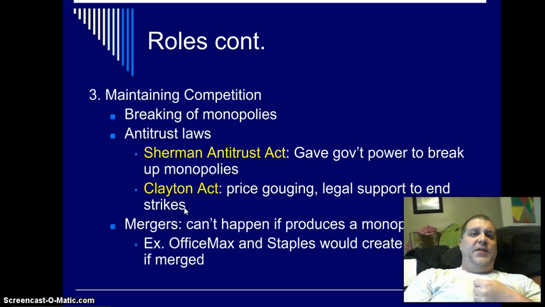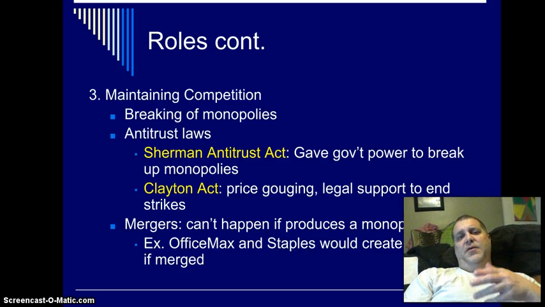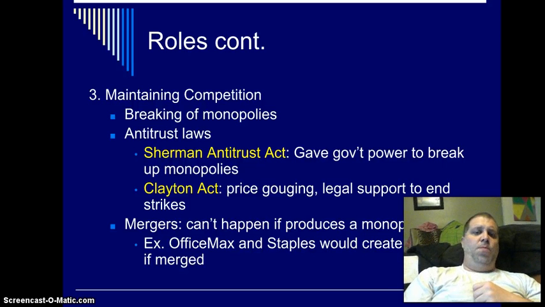So the Clayton Act is going to help you out in times of, back when I was growing up, we had Hurricane Hugo come around, and Killian's Hardware got in trouble for upping the price on all their goods overnight when the power went out. They doubled the price on the generators which they had, which got Killian's Hardware in trouble for price gouging. Mergers can't happen if they produce a monopoly.